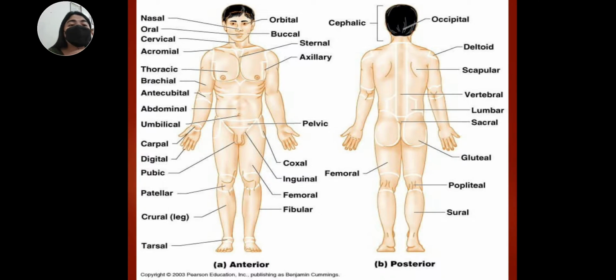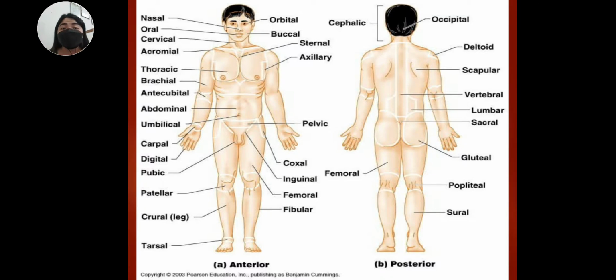Okay? So as you can see in this illustration, we have anterior. When we say anterior, it is focused on the front parts of your body. When we say posterior, it is the back of the body, the back parts of your body. So what are those anterior parts or front parts in your body?